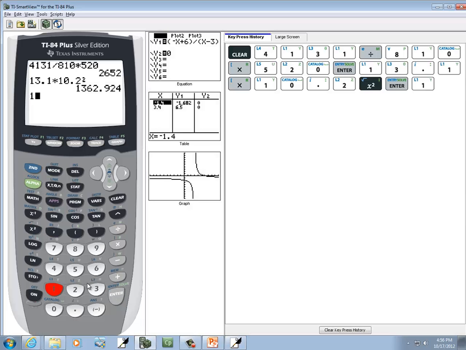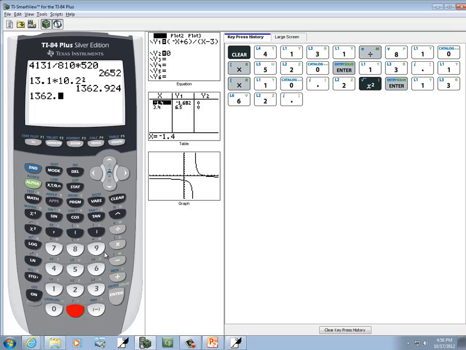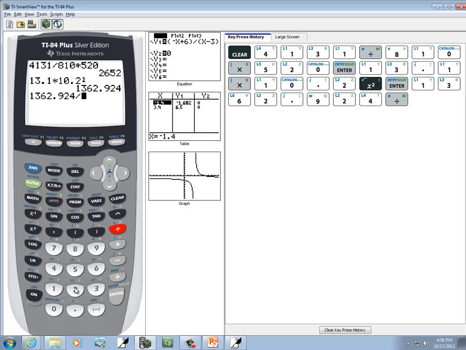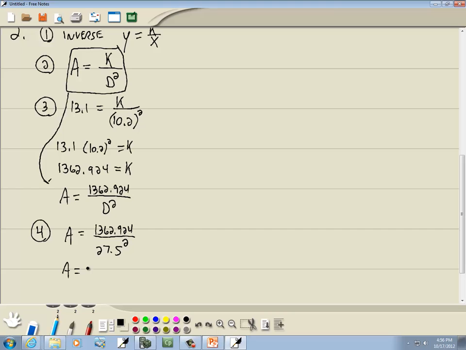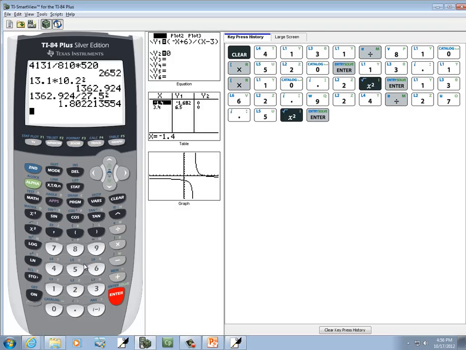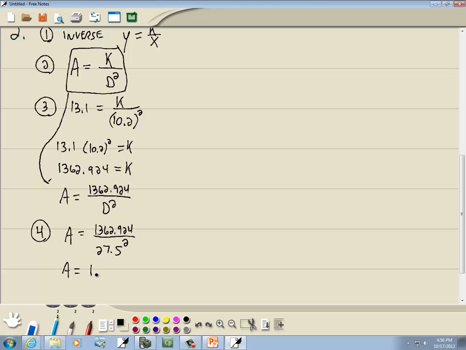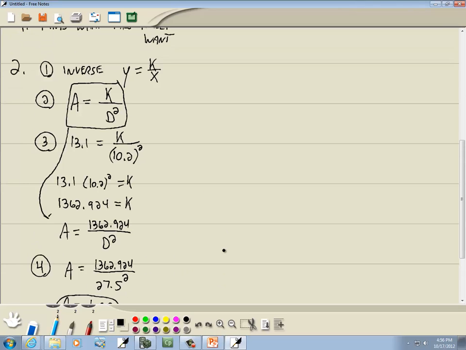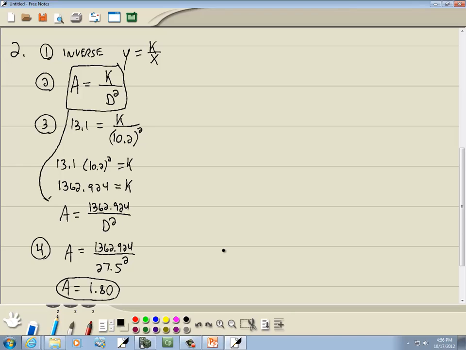So we got 27.5 squared down below. So let's see, we got 1362.924 divided by 27.5 squared. I don't know how many decimal places it takes, maybe 2 decimal places. You have to read the instructions in the particular textbook we're in and see what they say. Or maybe they wanted to leave it in a fraction. I'm guessing that's decimal. Usually physics, I think, goes better with that.